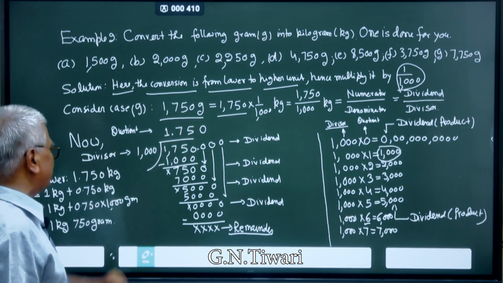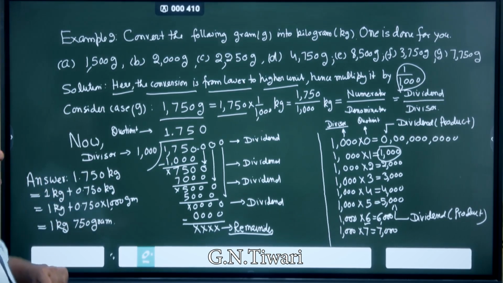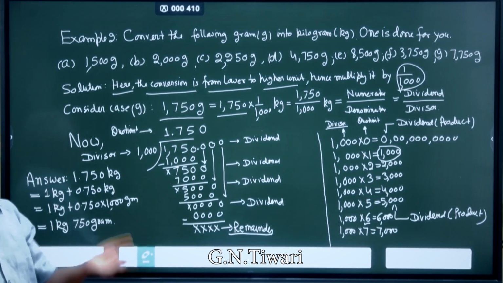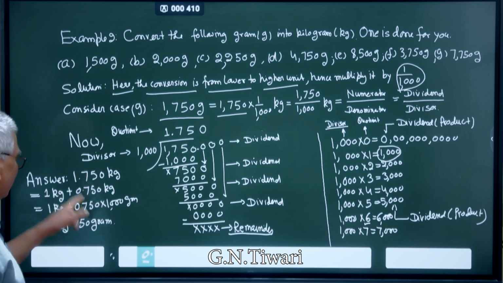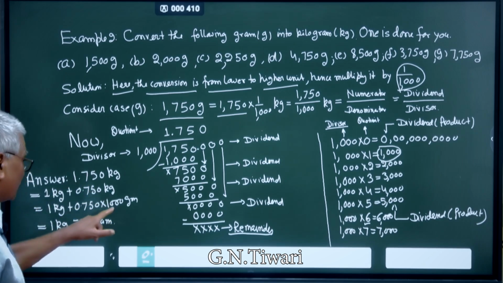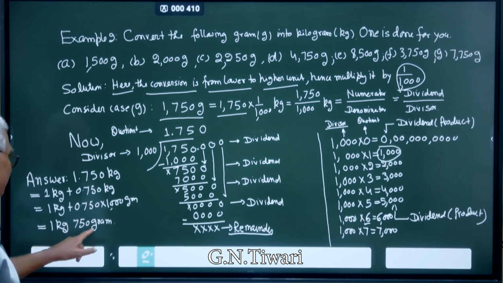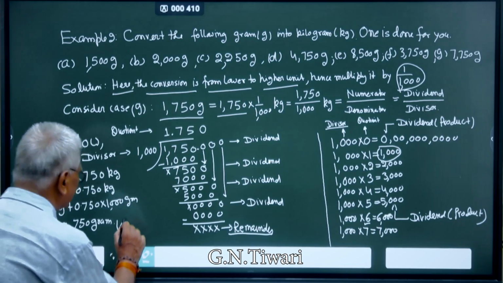This is the kg. But sometimes the question asks to write in kg and gram both. So this is 1 kg plus 0.750 kg. If you multiply 0.75 kg by 1,000, it becomes 750 gram. So ultimately, the answer becomes this.